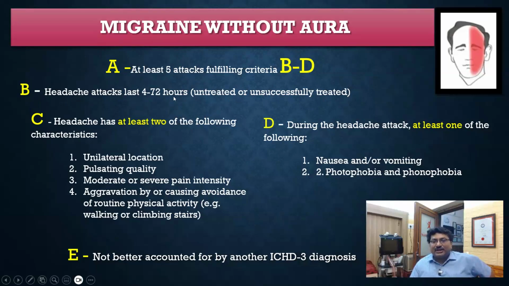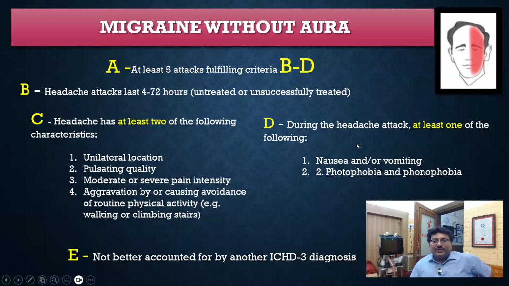Sometimes the patient might take a painkiller and that could resolve it early, but if left untreated, it will last that long. Next, the headache should have any two of the following characteristics: unilateral location, pulsating quality, moderate to severe pain intensity, and aggravation by or causing avoidance of routine physical activity, for example walking or climbing stairs. So that can actually increase the pain. Any two of them should be present.